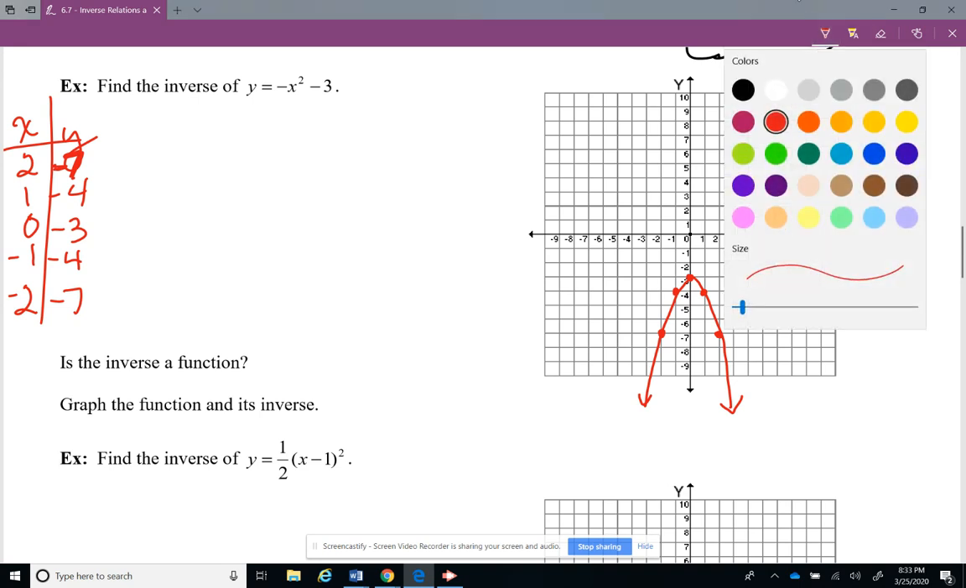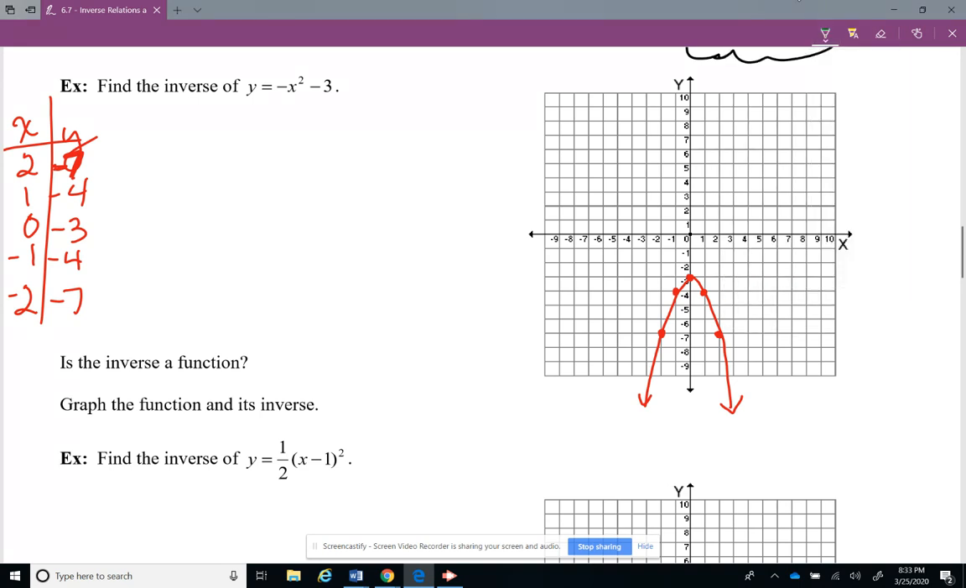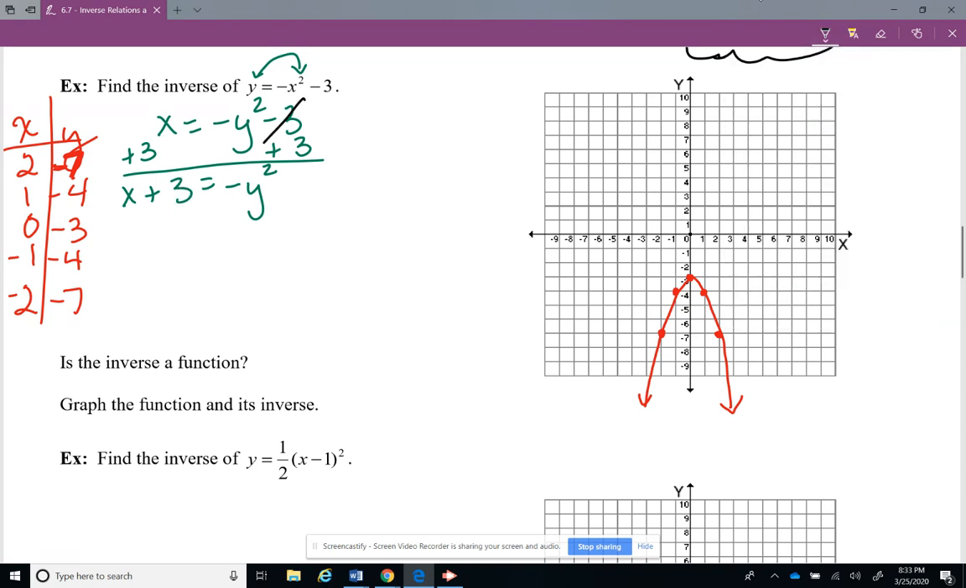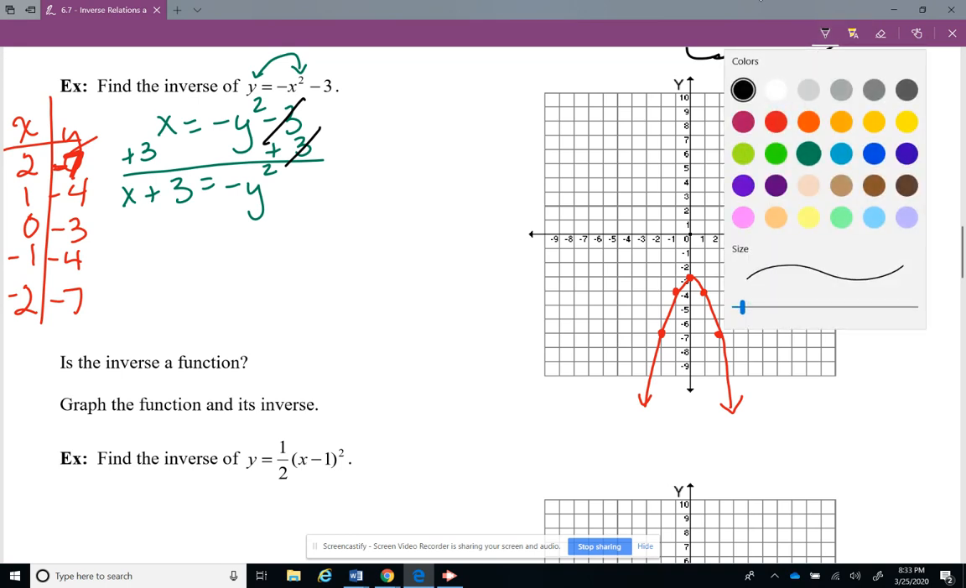The first way we're going to find the inverse is we're just going to change the place of the x and the y. So that's going to be x equals negative y squared minus 3. Let's add 3 to both sides because we want to isolate the y. So that's going to be x plus 3 equals negative y squared. So that means that these 3's canceled out.